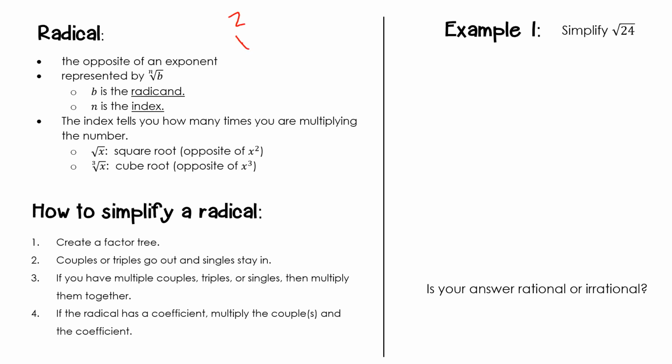So we would never, for example, see this, but we will, however, see things that look like this, which means that we're looking for the cubed root. Okay. So how to simplify a radical?